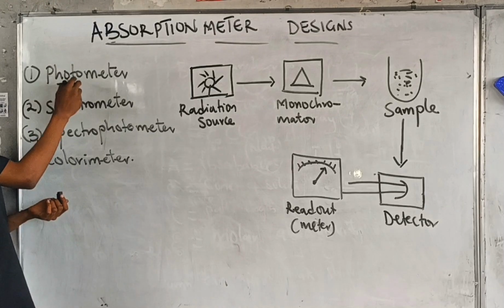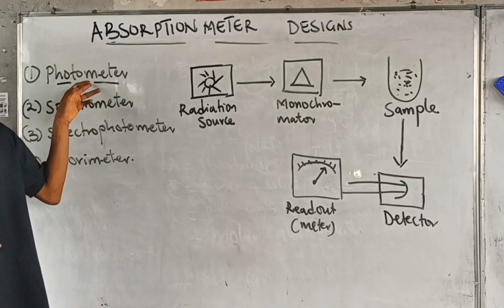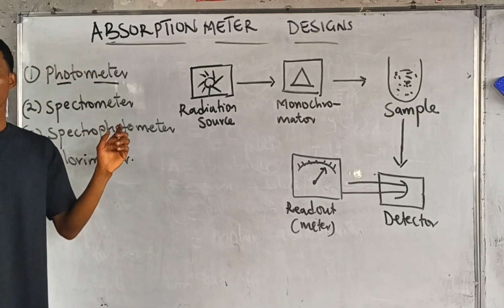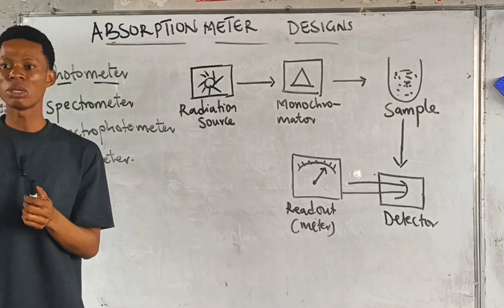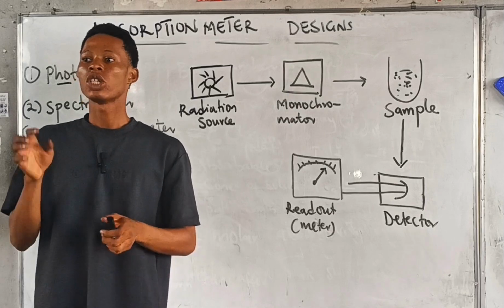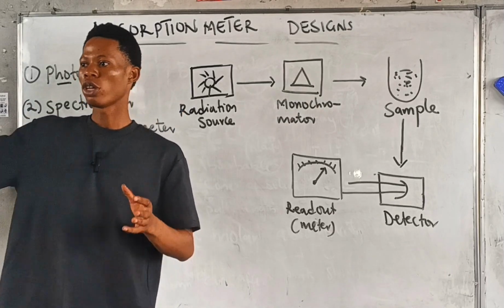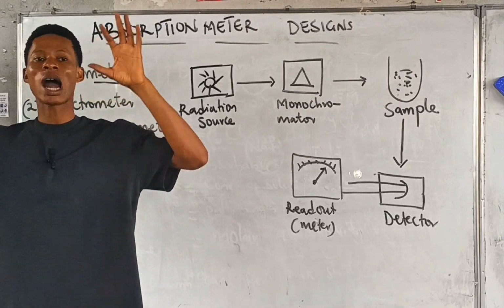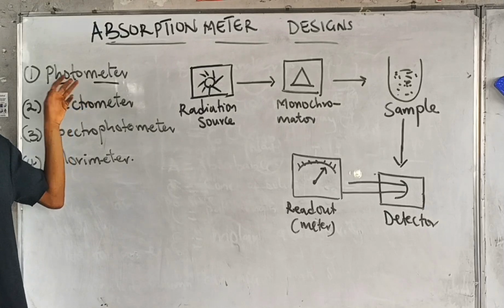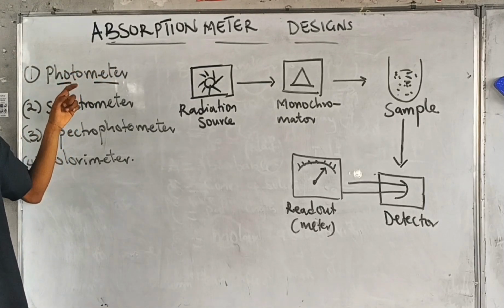Now, for the photometer, photo means what? And meter is used for measurement, right? Now, photometer is an instrument that is used to measure the intensity of light. What does that mean? It's used to measure how bright a particular light is. So the photometer can be used to measure how bright a particular light is. So photometer is used to measure the brightness of light. That's simply put.